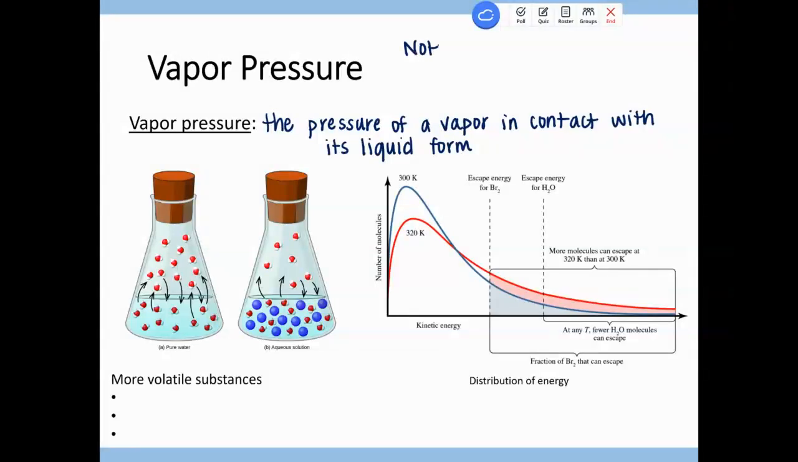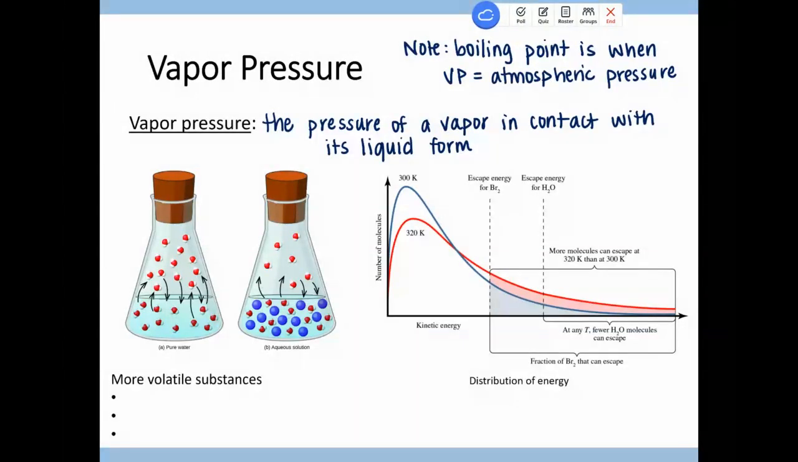I want to add a note here. A substance boils when its vapor pressure, so the pressure of a vapor in contact with the liquid, is equal to atmospheric pressure. When those two pressures are equal, the substance will boil. So boiling point is when VP, short for vapor pressure, equals atmospheric pressure.